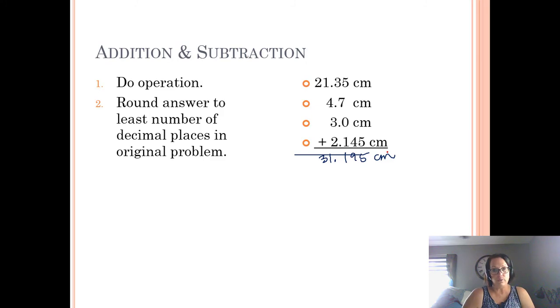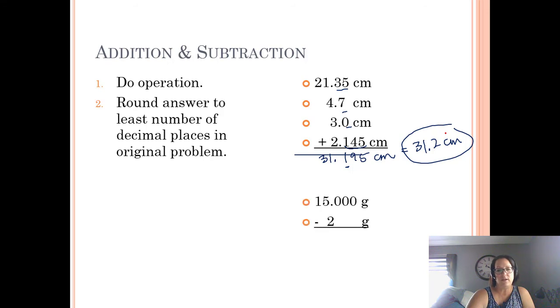The rule says round your answer to the least number of decimal places in the original problem. So I've got 2 decimal places, 1, 1, 3 decimal places. I'm going to round it to whichever one's the least, which is 1, so round it to this place. The 9 rounds that up. I get 31.2 centimeters. Each of the rules is good.